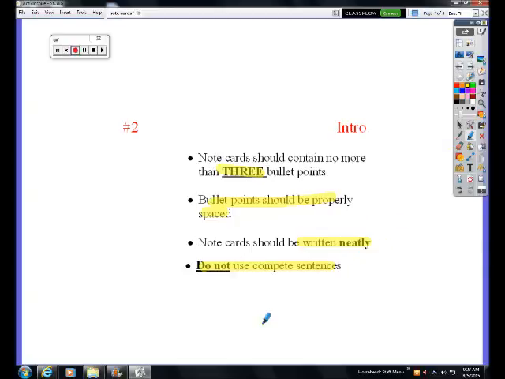If you follow these steps, you should have a very successful presentation without too much panic or sweat.